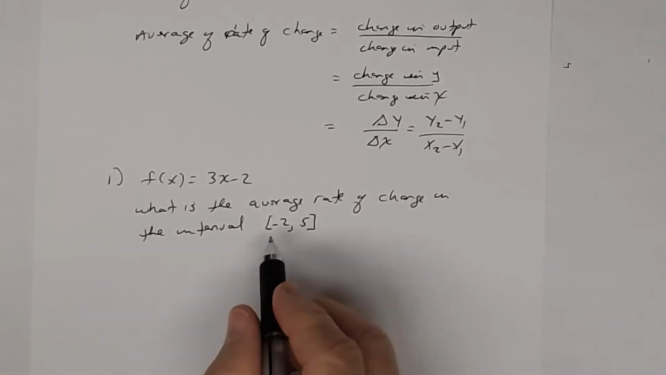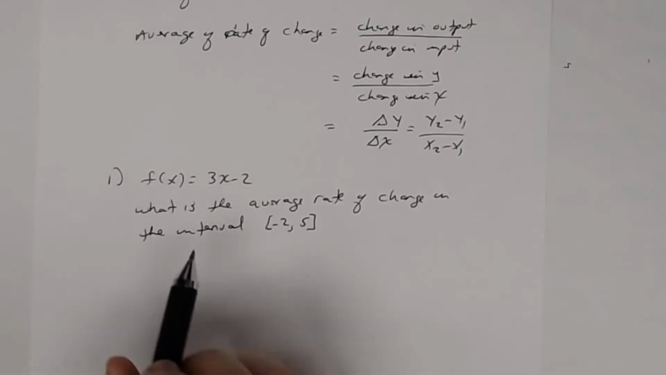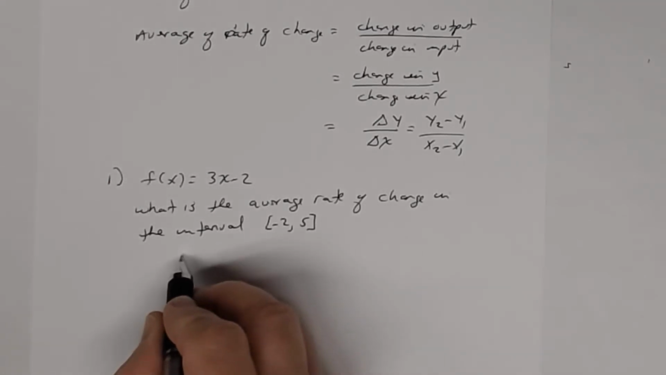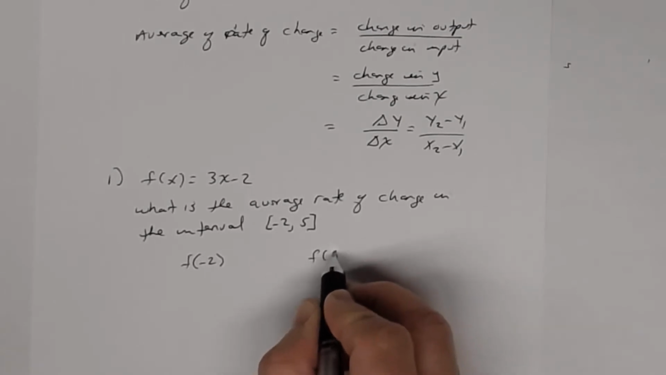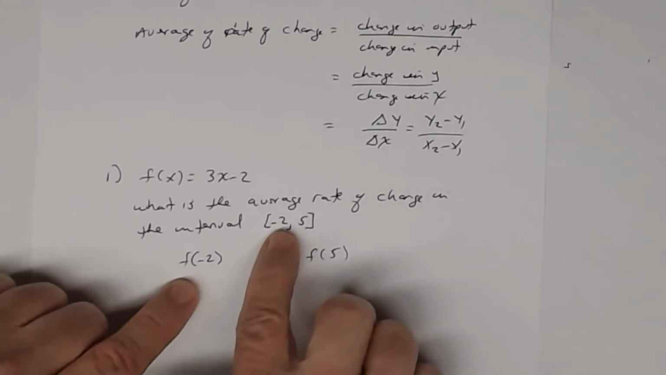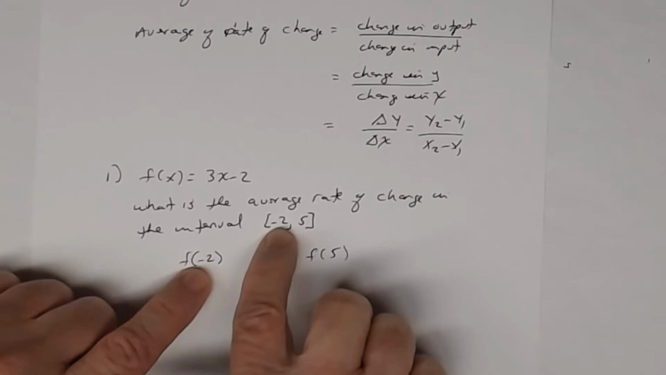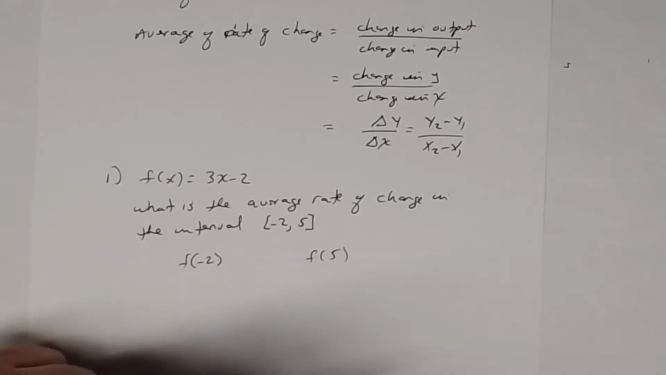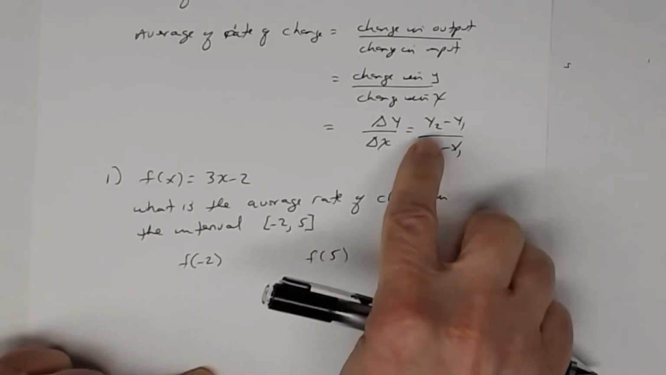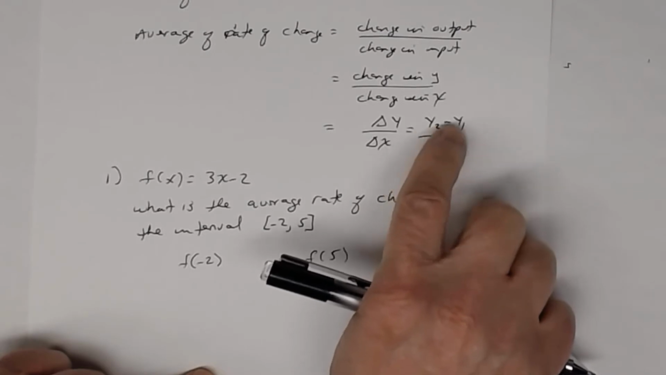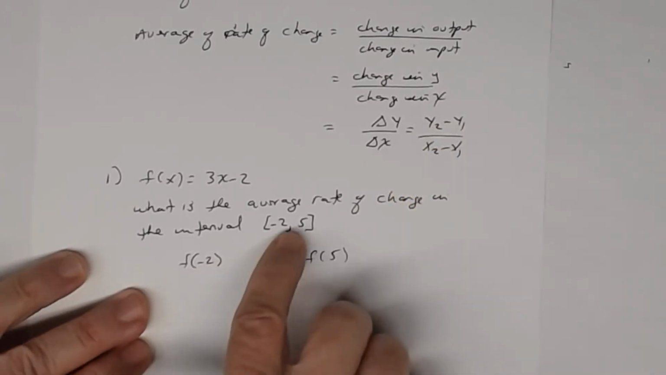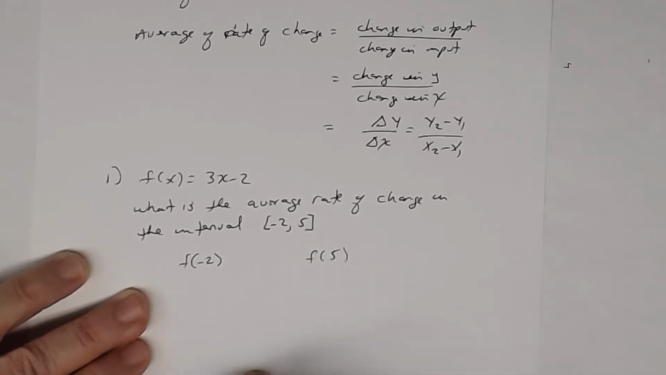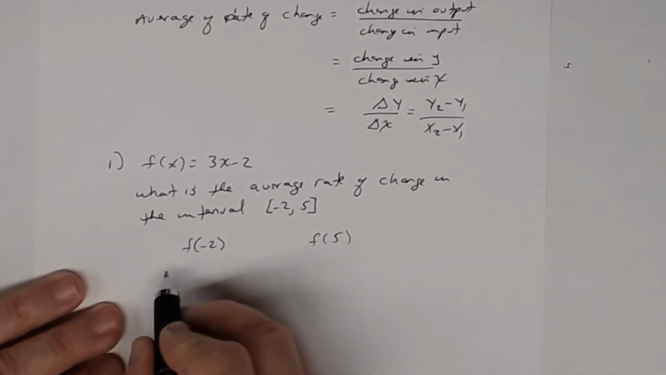So basically what you're going to do first of all is use my function f. You're going to find f of -2 and you're going to find f of 5. You have to find what's the y value that corresponds to -2 and what's the y value that corresponds to 5. So that's that numerator, the change in y values. So when x is -2, what's my y value? And when x is 5, what's my y value? Well, that's easy to figure out.